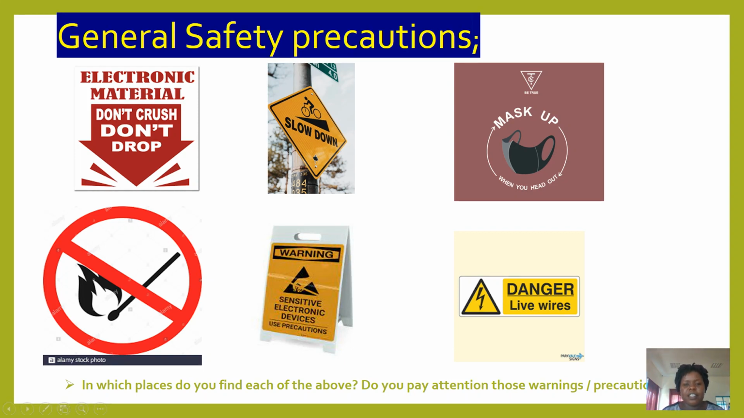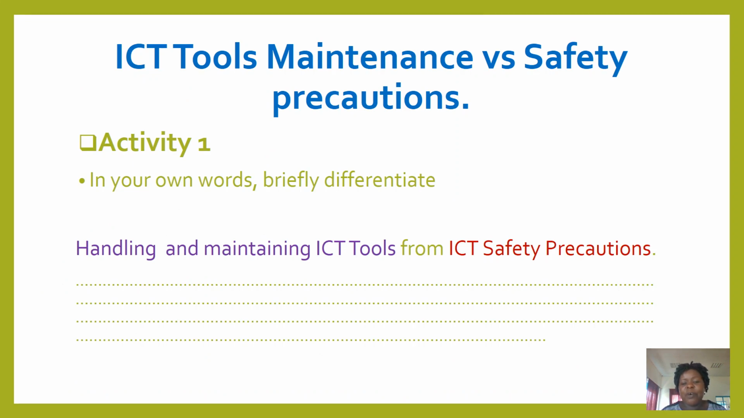Now, considering that as general safety precautions, there is a question here asking you, in which places do you find each of the above? Do you pay attention to those warnings and precautions? If you go near a zebra crossing caution, do you pay attention to it? Similarly, when we look at the ICT safety precautions, we are going to see that there are many cautions that are given to us as we use the ICT tools.